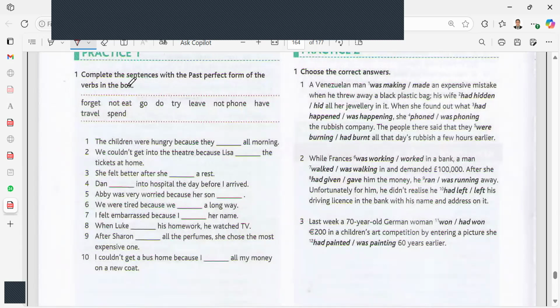Complete the sentence with the past perfect form of the verbs. كل الأفعال اللي في البوكس دي هنستخدمها في الباست perfect. ممكن يكون positive أو negative أو question. Forget, not eat, go, do, try, leave, not phone, have, travel, spend. Number one, the children were hungry because they all morning.